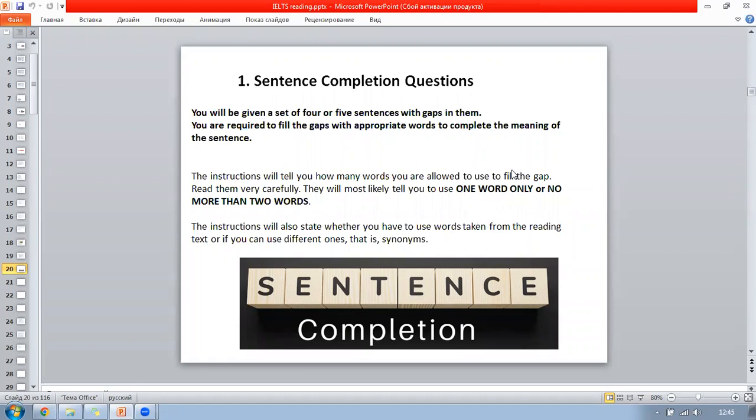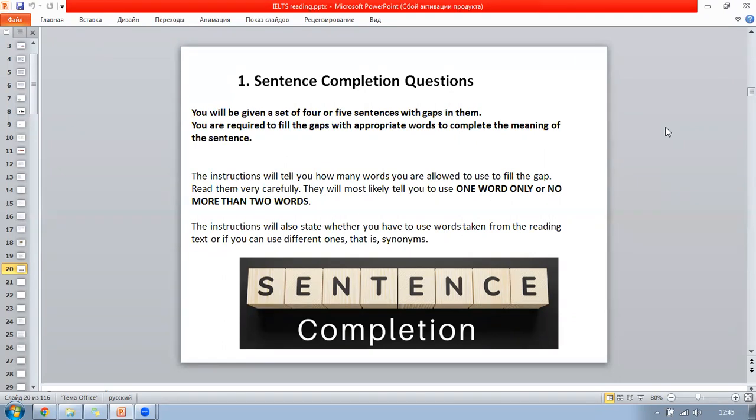Okay, so the first question type of IELTS reading is sentence completion questions. Basically you will have sentences with some gaps in them, usually one gap for one sentence. And you need to fill this gap. You need to put appropriate words. You need to put necessary words there.